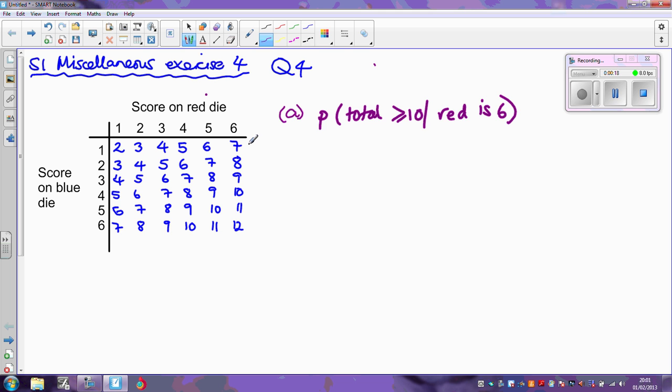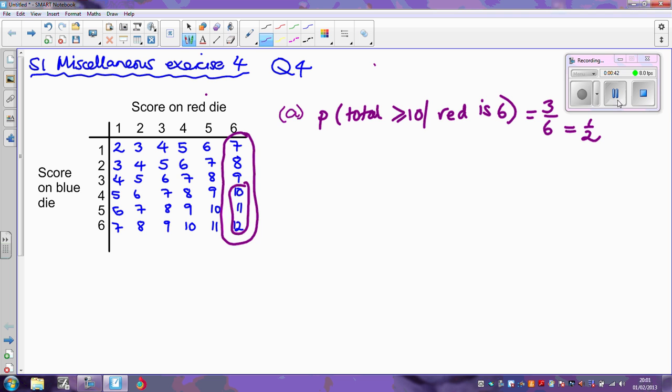If the red die has got a 6 on it, we are talking about one of these 6 possibilities. So really we're only choosing out of 6. So the answer here is going to be a probability out of 6. Now if we count up the probability that the total is at least 10, well that's these 3 out of a possible 6. So the probability there is 3/6.